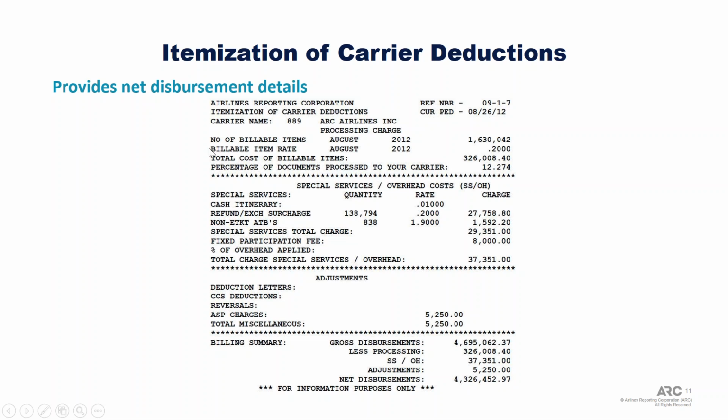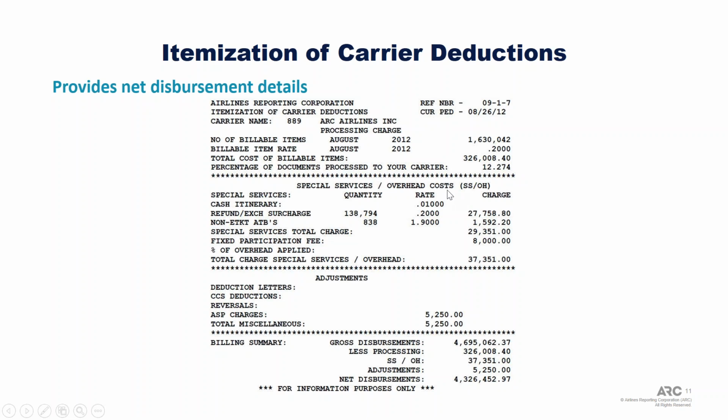That would be for 1,630,042 transactions. And the percentage of documents processed by the carrier is 12.274%. That's out of all of the airlines that we're processing for, your share would be the amount listed here. In this case, 12.274%.